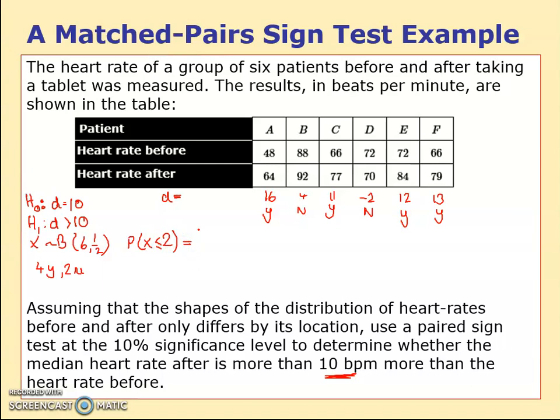Let's do it on my calculator, binomial CDF again. Turn the calculator on, always helps. Distribution, binomial CDF. I've got 6 of them, 0.5, and I want 2. And it comes up with 0.344, which is massively bigger than the 10% they suggested. So therefore I'm going to do not reject H0. You have to be below the significance level to reject H0.